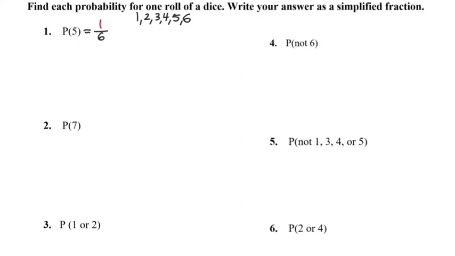Now, the probability of 7, this one sometimes confuses students. Please do not let it confuse you. Remember, it's out of 6, right? Because you can either roll a 1, 2, 3, 4, 5, or 6. 7 is none of those. So this is just a 0 out of 6 fraction of a chance to roll a 7.